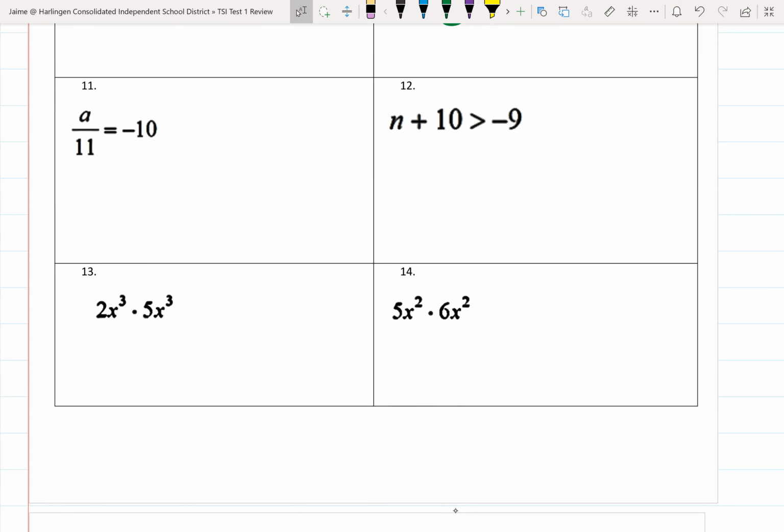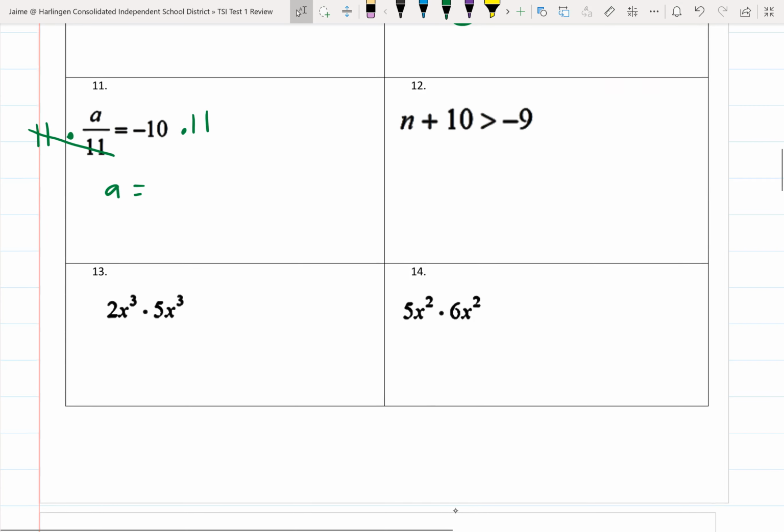Number 11. A over 11 equals negative 10. It wants us to get a by itself, so this is a divide by 11, so do the opposite of divide. That would be times 11 times 11, because if you do it to the left side, you have to do it to the right side. So a is equal to negative 10 times 11.